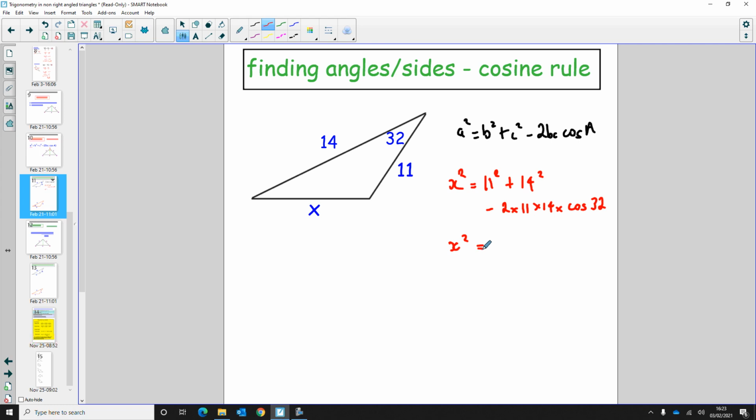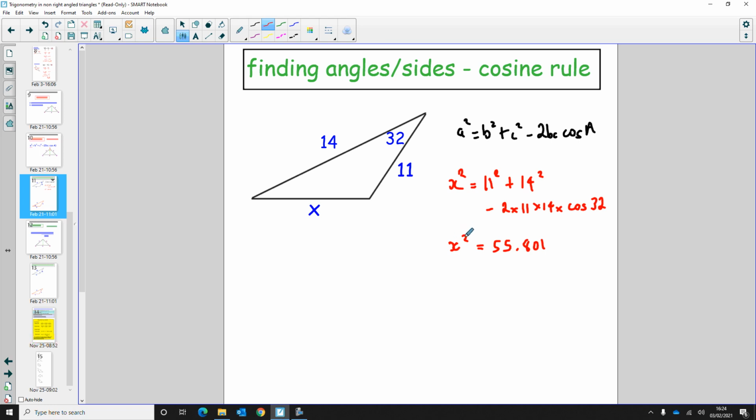all that together. Okay, so in my calculator, I'm going to do the first part. So 11 squared plus 14 squared, and then minus 2 times 11 times 14 times cos 32. And I get an answer of 55.801. Now, that doesn't look right at the moment. That's clearly too big.